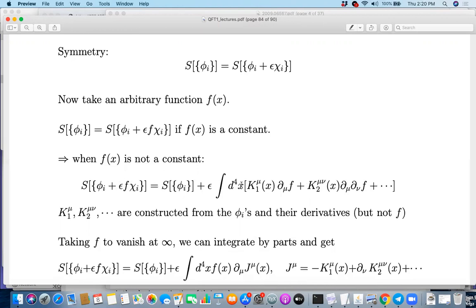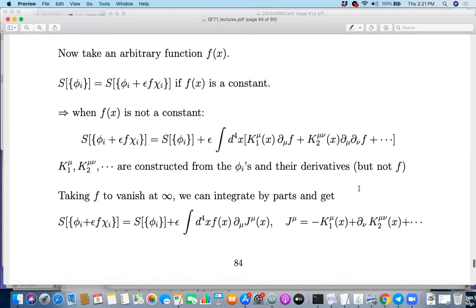So the left hand side and right hand side must be equal. On this side, epsilon and f come in this combination. On the right hand side, it comes in a different combination. Right? Okay. So in that sense, it's the most general form that you can write down. Is that clear? Yes, sir.